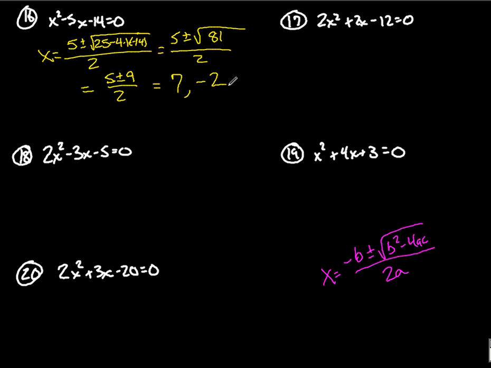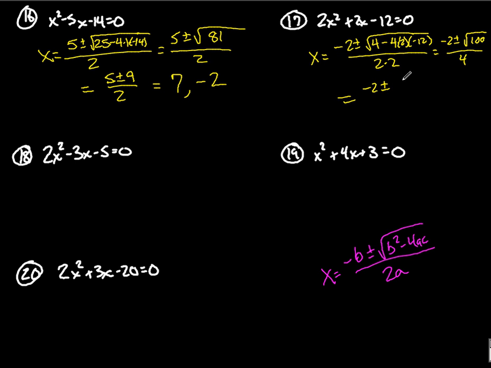For the next one, negative b plus or minus the square root of b squared minus 4 times a times c, all over 2a. So 2 times 2, which would be 4 on the bottom. On the inside here, this will become 96, because I have negative negative, so 4 plus 96 will give me a 100 on the inside of the square root over 4. So negative 2 plus or minus the square root of 100, which is 10, over 4. That means that if I add, I should have 8 over 4, which is 2. If I subtract, negative 12 over 4, which is negative 3.